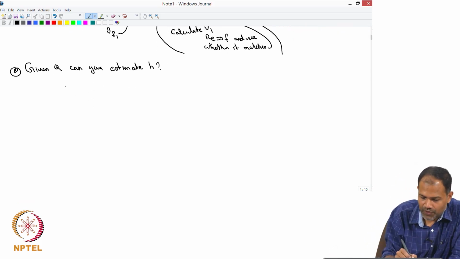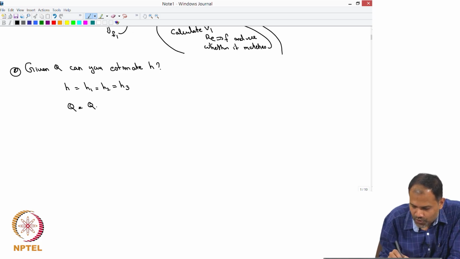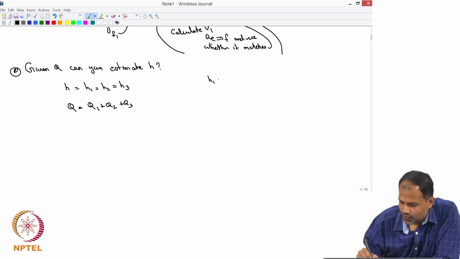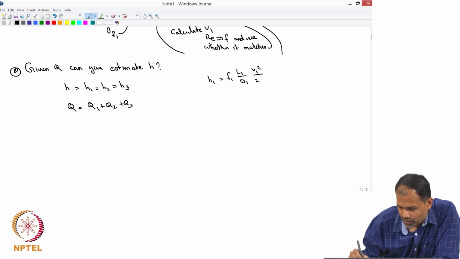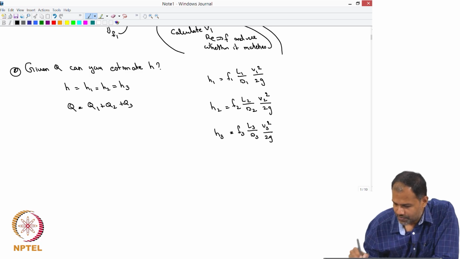So, what are the things that we know? H is equal to H1 equal to H2 equal to H3. Q is equal to Q1 plus Q2 plus Q3. We know H1 is F1 into L1 by D1 into V1 square by 2G. H2 is F2 into L2 by D2 into V2 square by 2G. H3 equal to F3 into L3 by D3 V3 square by 2G.